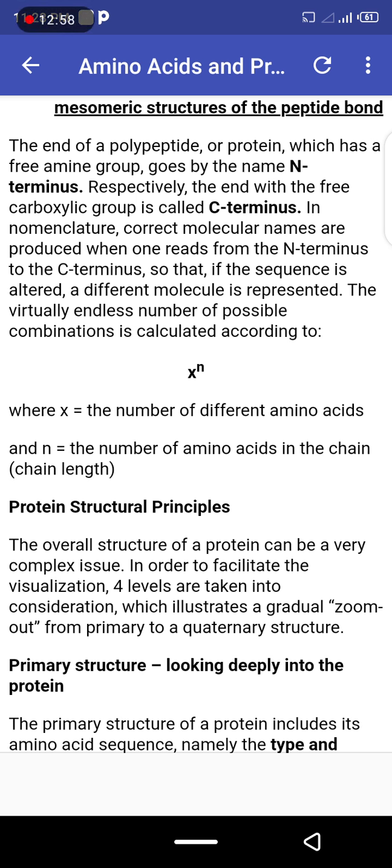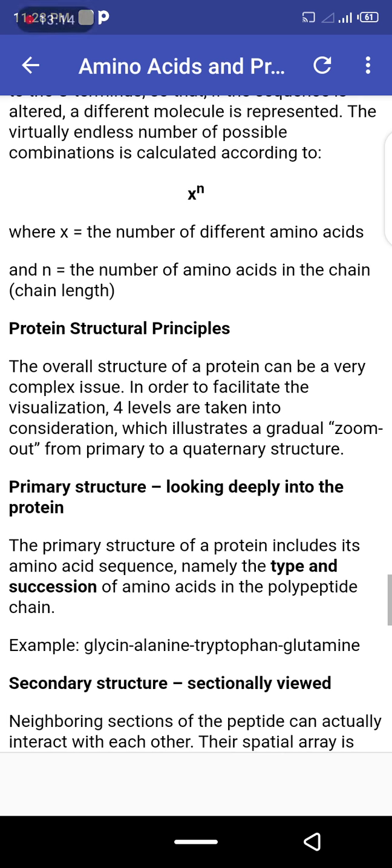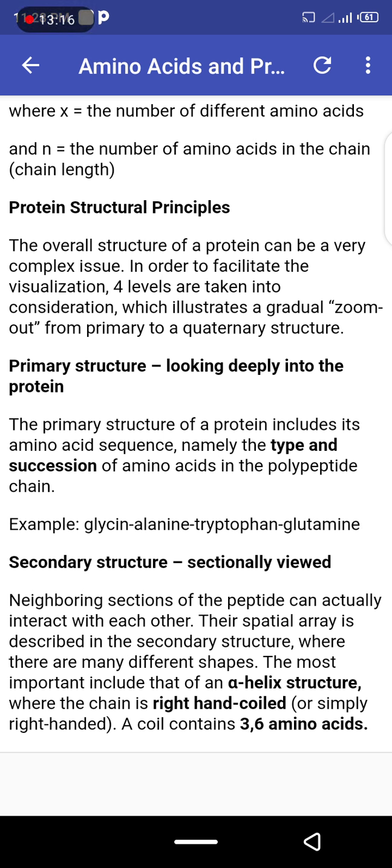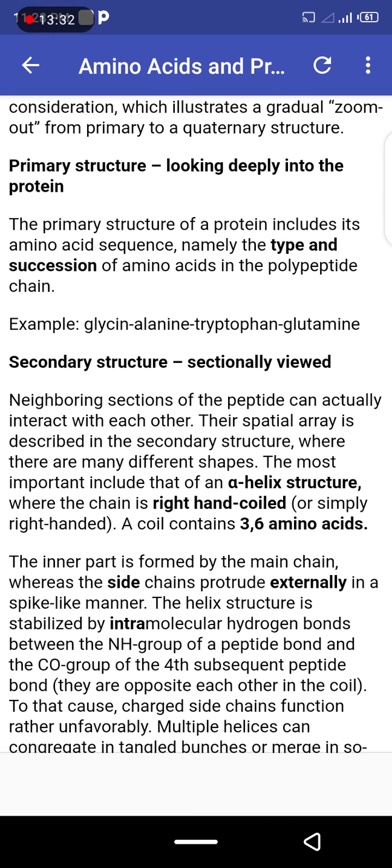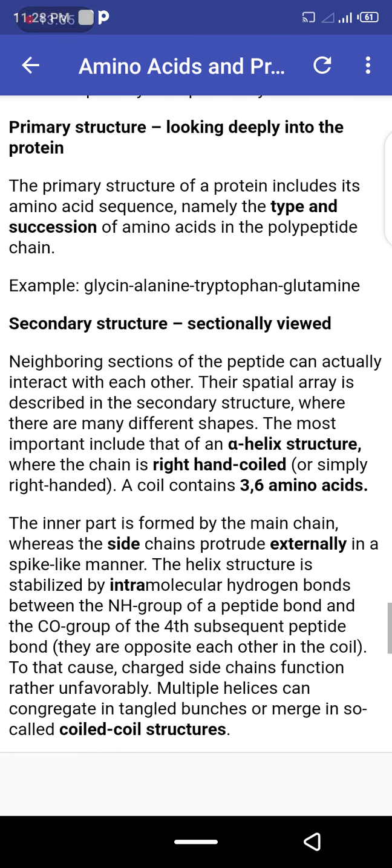The virtually endless number of possible combinations is calculated according to x to the power n, where x is the number of different amino acids and n is the number of amino acids in the chain length. Protein structure, or the overall structure of a protein, can be a very complex issue. In order to facilitate visualization, 4 levels are taken into consideration, which illustrate a gradual zoom out from primary to quaternary structure. Now we are coming to discuss the primary structure, looking deeply into the protein.